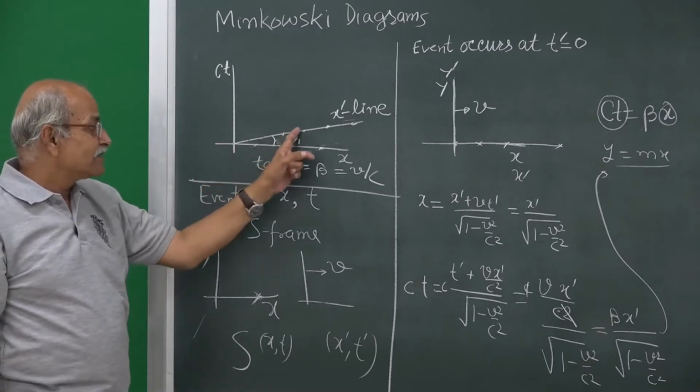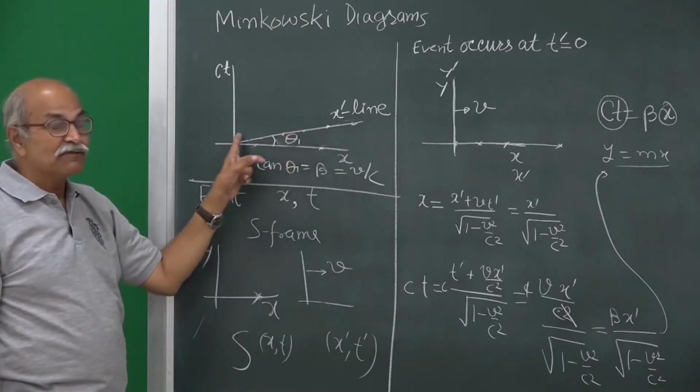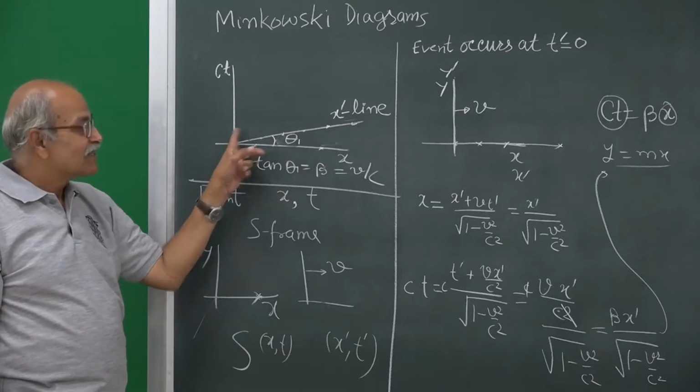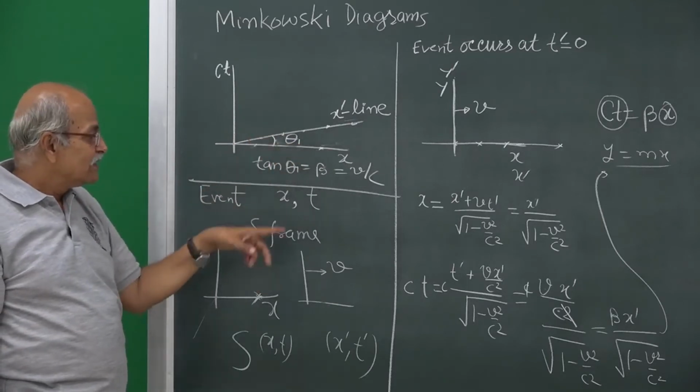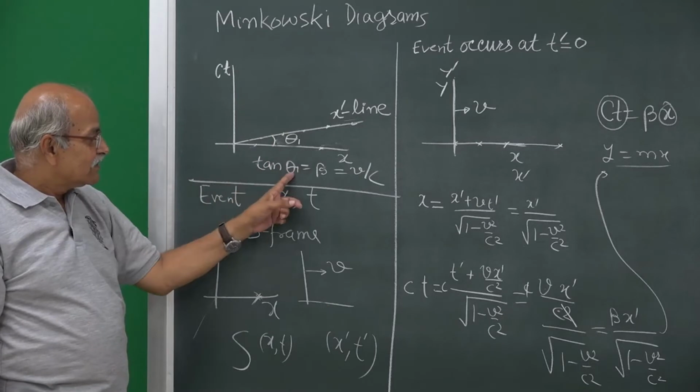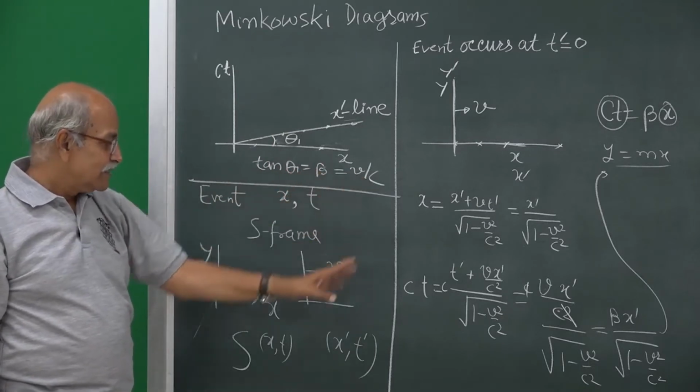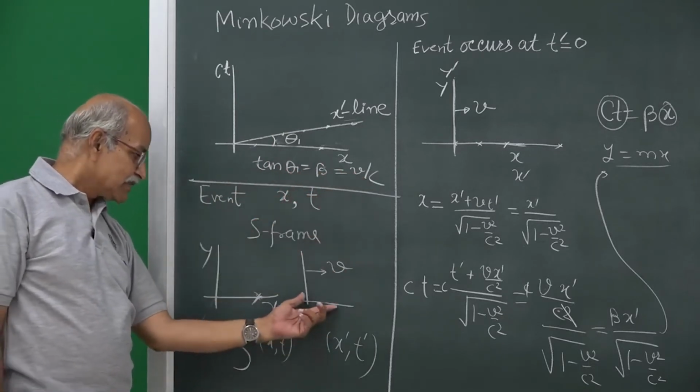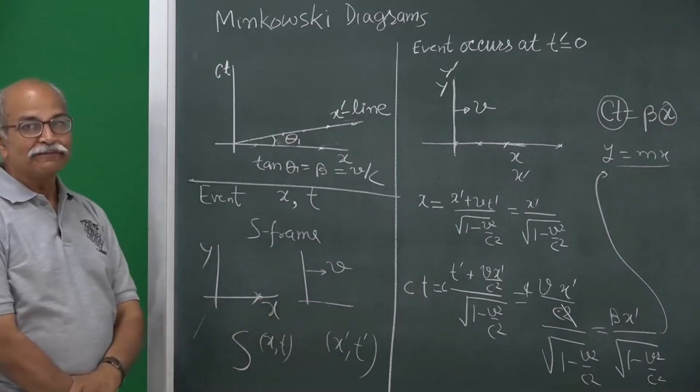On this line, for every event t prime is equal to 0, and this line is at a certain angle theta 1 from the x axis, and tan theta 1 is beta, which is v by c, and this v is the velocity of this frame with respect to this frame.